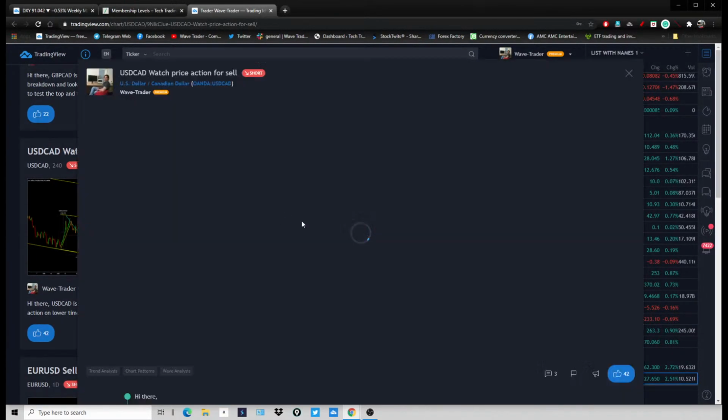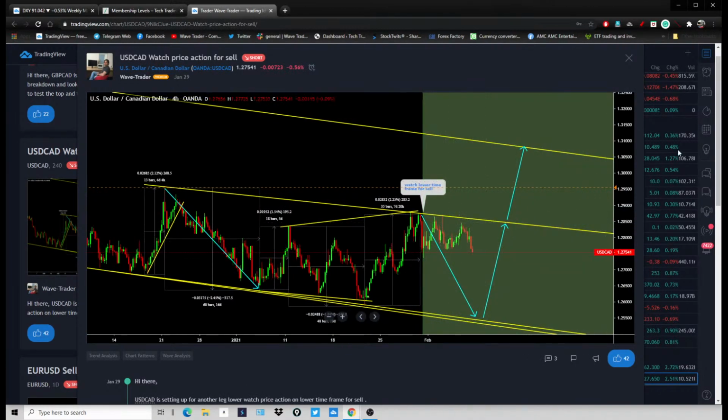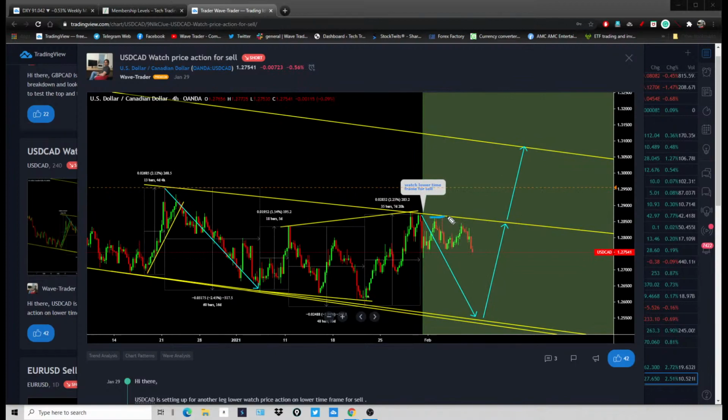Okay, and dollar CAD. Dollar CAD is still struggling under the trend line and trying to continue to go lower for another leg. So next week we may see this move.